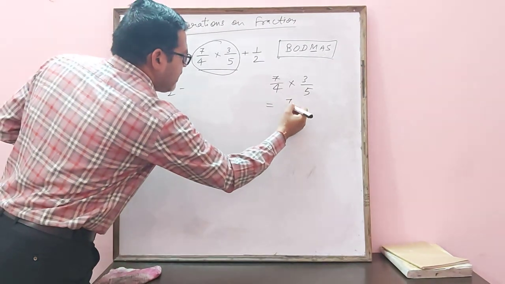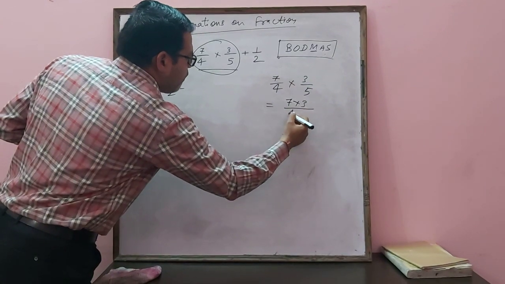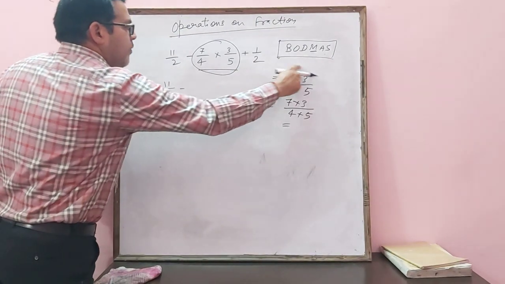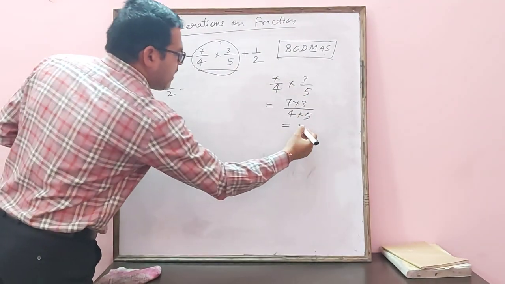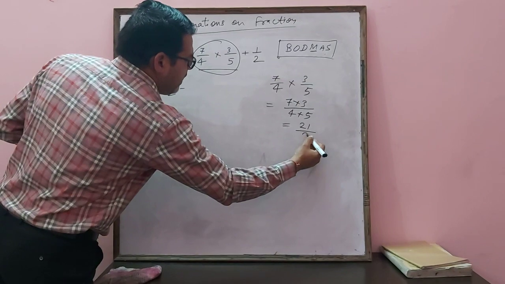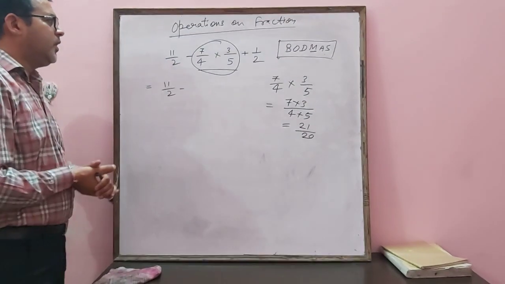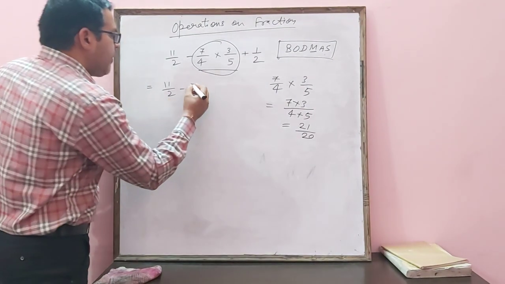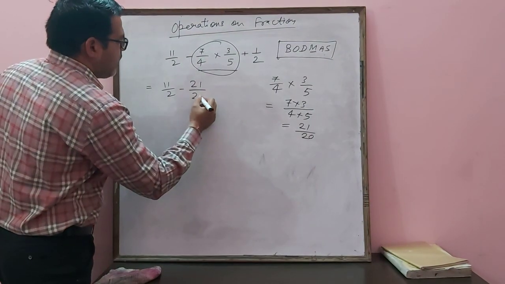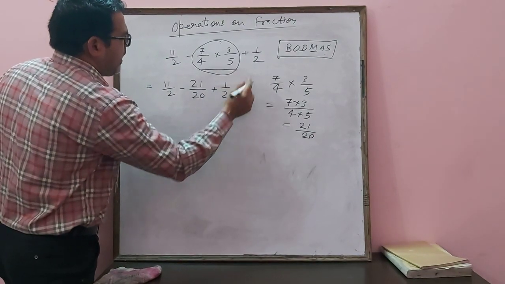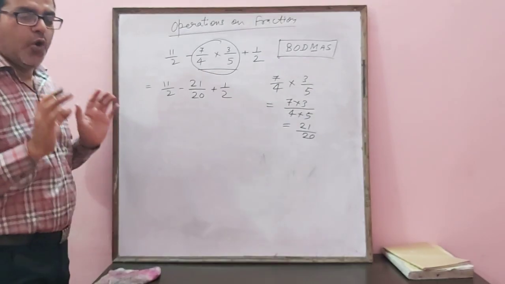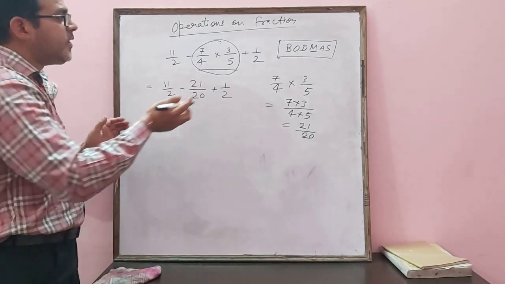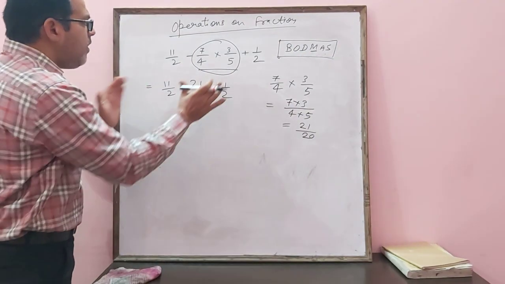So what can we write here? 7 into 3 upon 4 into 5. Directly we can multiply this 7 with 3 and this 4 with 5. 7 times 3 is 21 and 4 times 5 is 20. So what do we have here? We have 21 by 20. Now we can write here 21 by 20, then plus 1 by 2 as it is. Hope you understand, guys. This is a very simple thing, right? This is the rule: first we have to go with multiplication. That's why we solved this portion first.